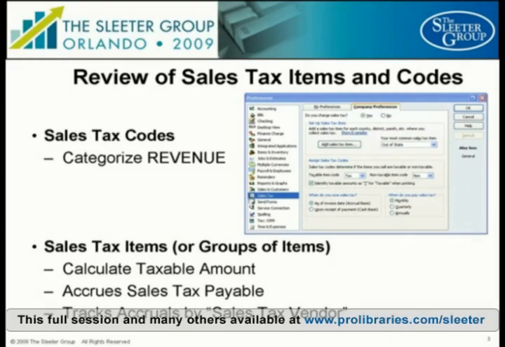I'm going to start by talking a little bit about QuickBooks. You know, in QuickBooks, we set up the sales tax codes. We have sales tax items. We have to set up the items list of the customers, and there's several different pieces. The sales tax codes help us to categorize our revenue, right?